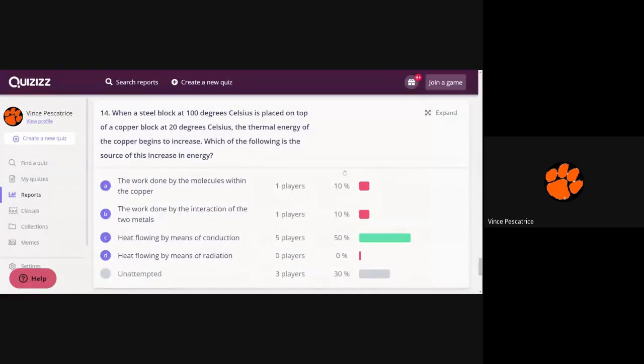Okay, last two we did pretty decent on. All right, when a steel block is at 100 degrees Celsius and it's touching a block at 20 degrees Celsius, the heat is flowing by means of conduction. Touching, all right, is the key word. All right, so placed on top of the copper block. So that means that through touching, heat will be transferred. That is by conduction. And half you got that right.